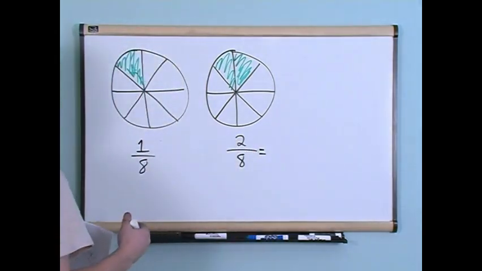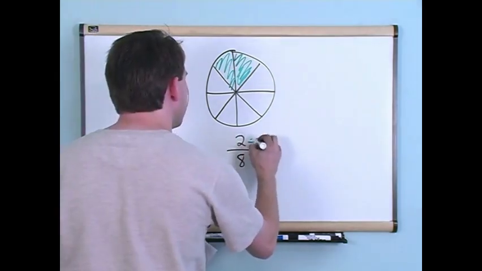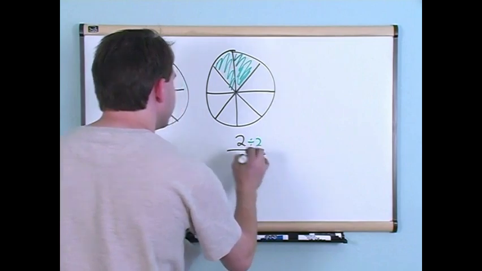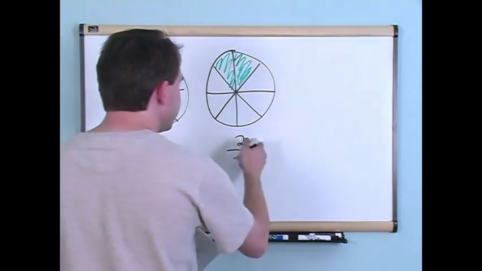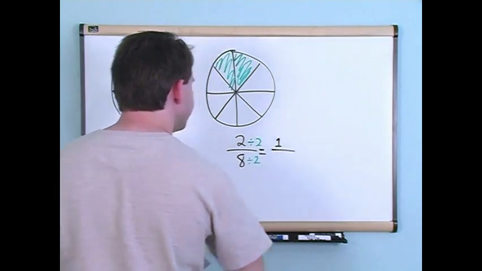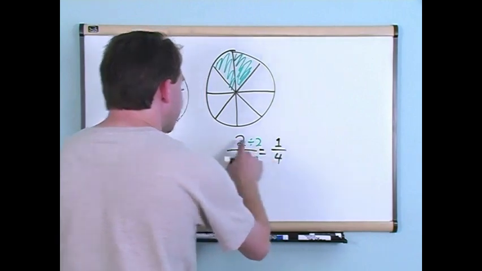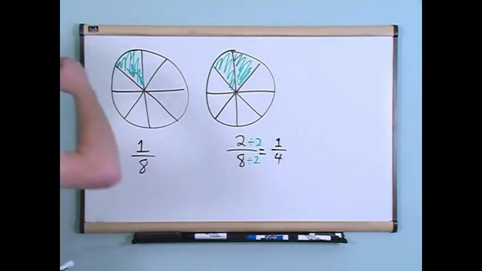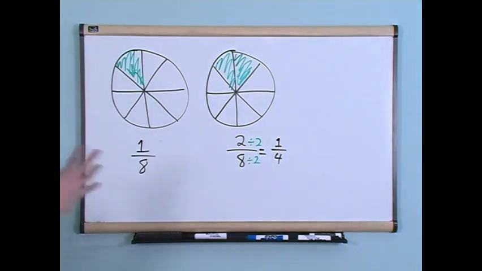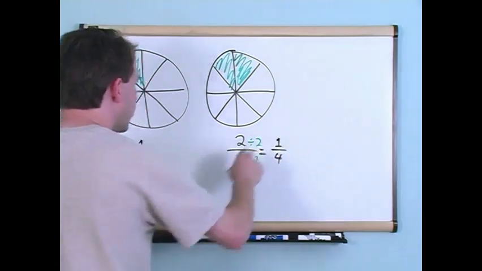Now, can I reduce this fraction? I say yes, you can, because you can divide the top by 2 and you can divide the bottom by 2. This is where multiplication and division become very, very important, because I know that 2 divided by 2 is just going to give me 1, and 8 divided by 2 is going to give me 4. So I can reduce this fraction by dividing the top and the bottom by the same number, and I get 1/4. So what we're saying here is that the fraction 2/8 is exactly the same as the fraction 1/4.